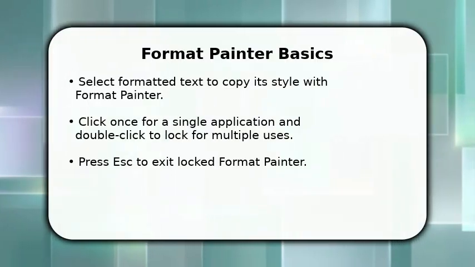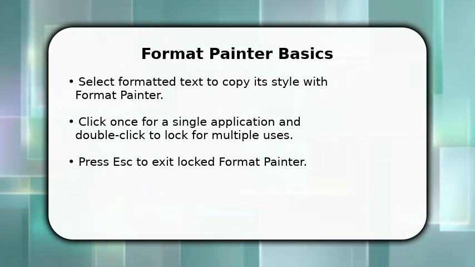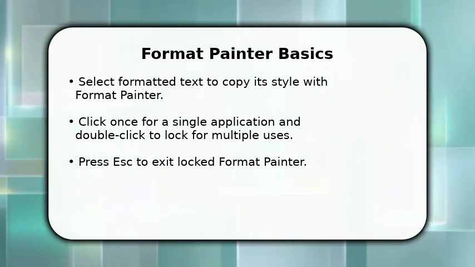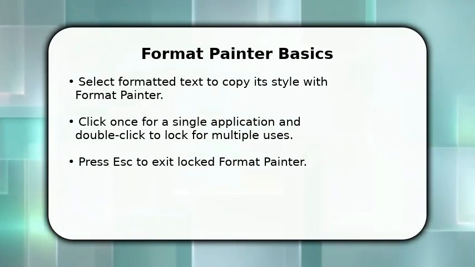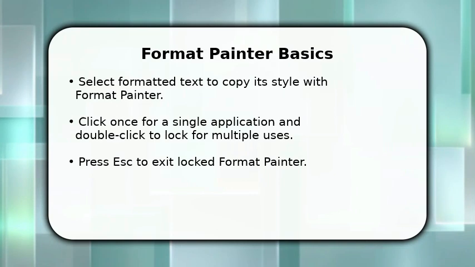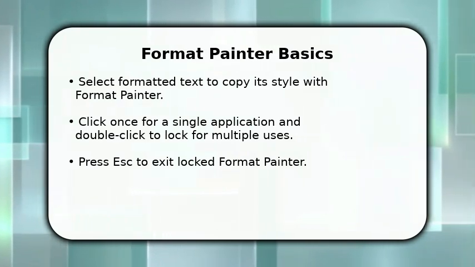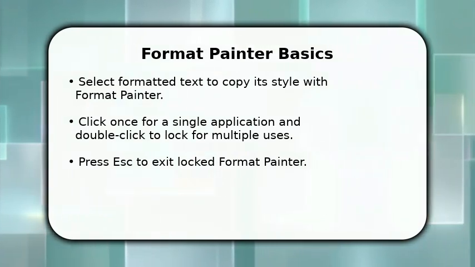In this video, I will show how to use Format Painter in Word. Select the formatted text, click Format Painter on the Home tab, then paint over target text to copy formatting. For repeating formats, double-click Format Painter to lock it, paint multiple areas, and press ESC to exit.